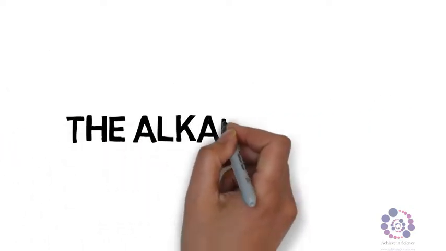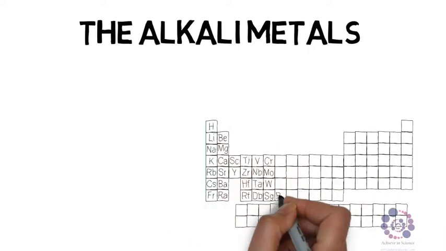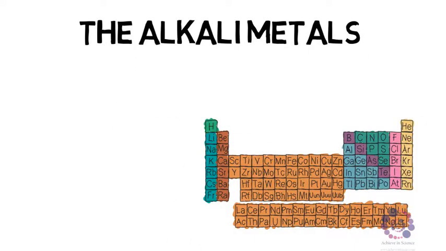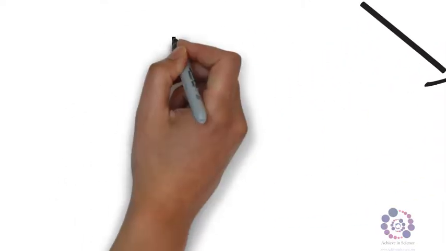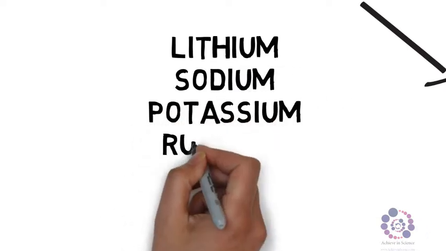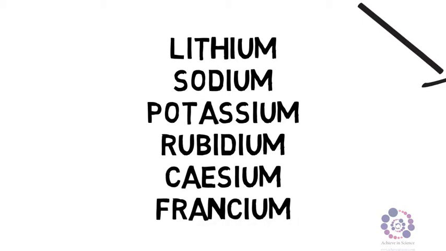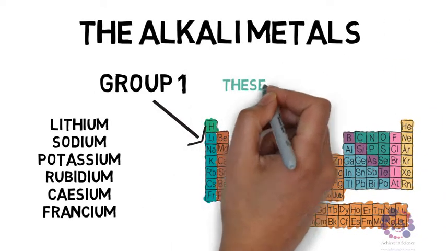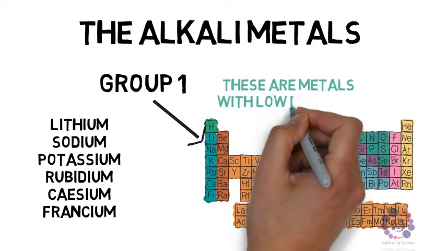Let us begin then. The alkali metals. Well, if we look at the periodic table, it contains many groups. The first group, Group 1, is where we will find the alkali metals. Here we will find lithium, sodium, potassium, rubidium, cesium and francium. All of these metals have what we refer to as a low density.